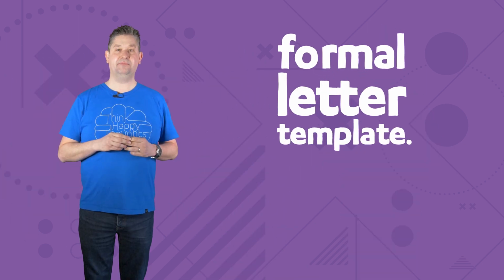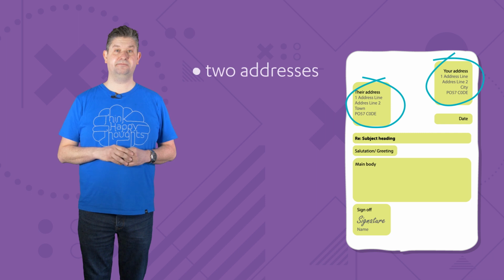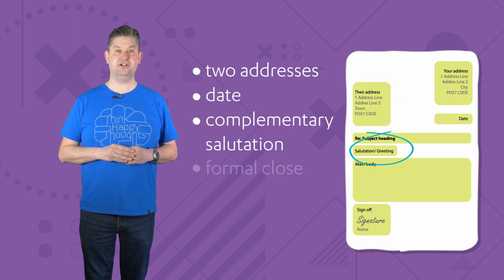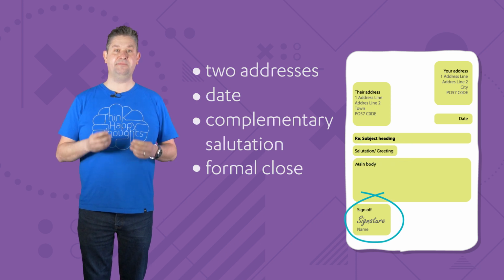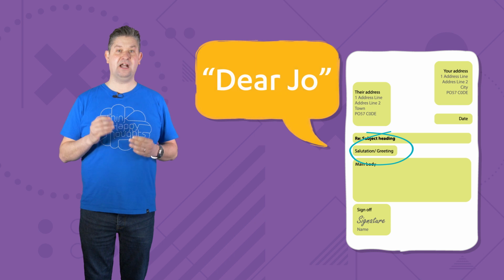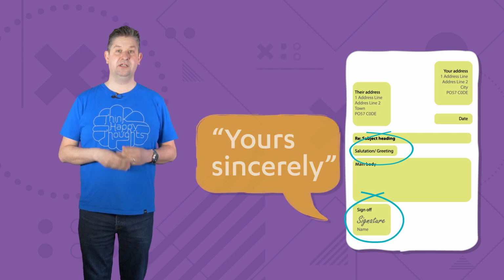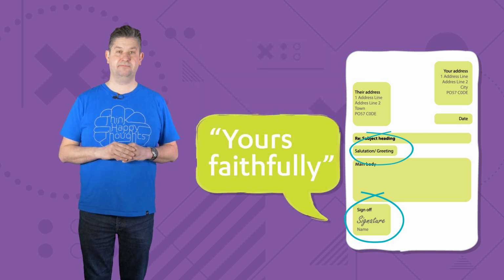For the formal letter template, to gain full structure marks, learners should include the following. There should be 2 addresses, a date, a complimentary salutation, a formal close. If they are given the name of the person to write to, it should be accurately spelled, and the close should be yours sincerely. If they don't know the name, then a formal letter is addressed to Dear Sir or Madam and signed off with yours faithfully.